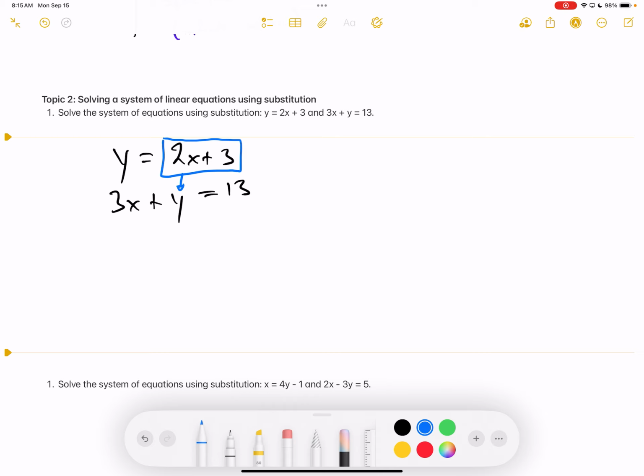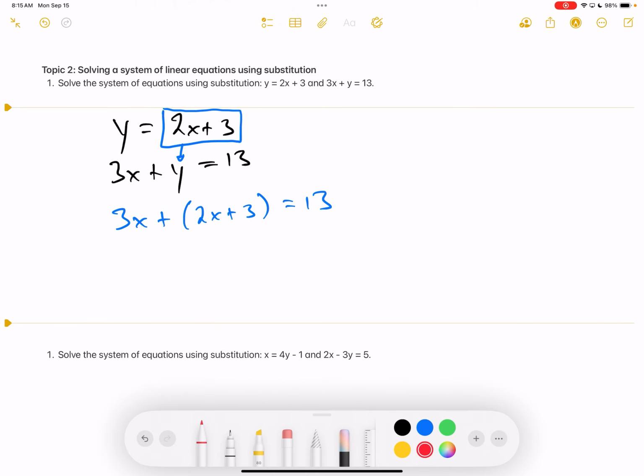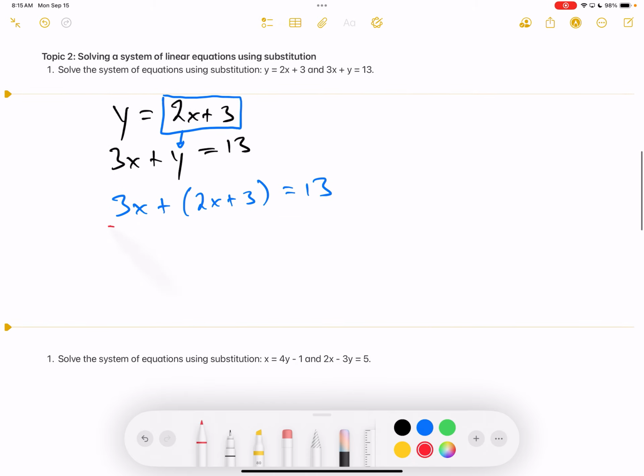So I'm going to rewrite the second equation, and instead of writing y, I'm going to write what y is equal to. Y is equal to 2x plus 3. Okay? So this is called the substitution method because I know what y equals. Y equals 2x plus 3, so I rewrite the other equation. And instead of writing y, I write 2x plus 3. Now I have an equation with all x's in it, and I can solve this pretty easily.